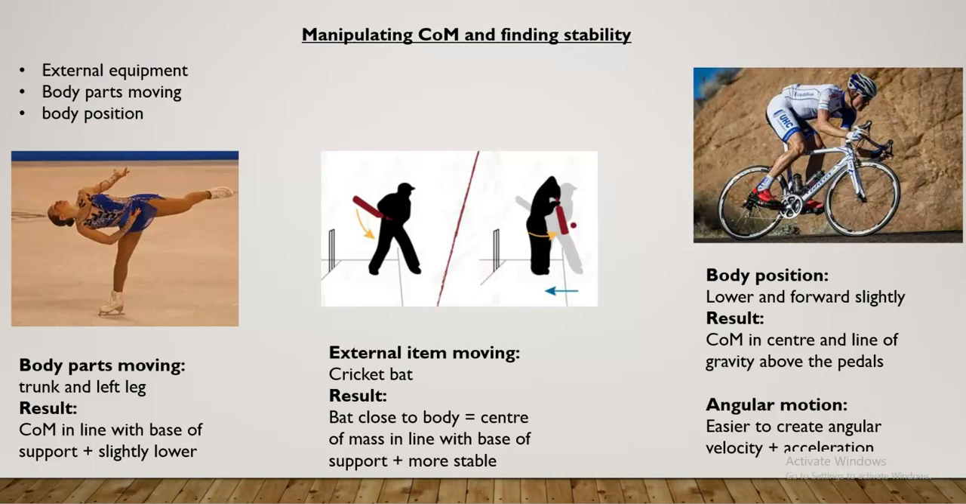So we now know that another example could be an external object, such as a cricket bat. Now, this cricket bat here, in the first preparation phase of this movement, is outside of the body, causing the center of mass to be pushed back. However, in the execution phase of the movement, the bat is much closer to the body of the athlete, which means that the center of mass will probably be closer to their body. This will make them more stable as well.